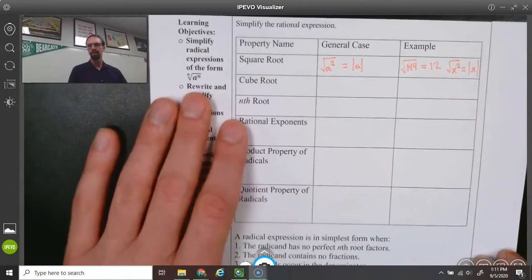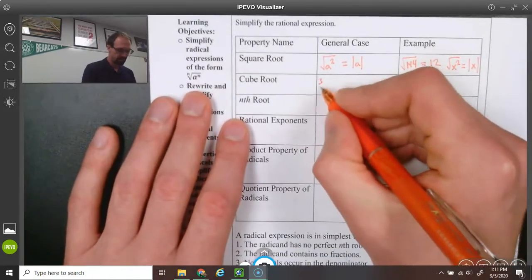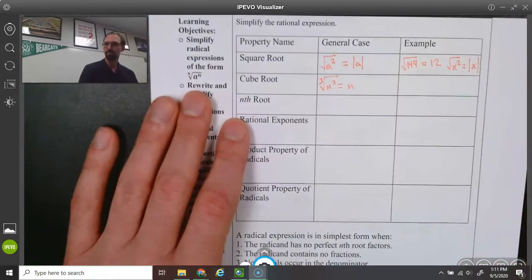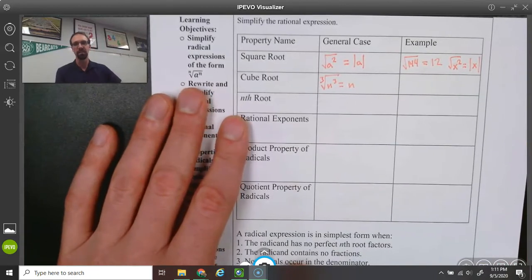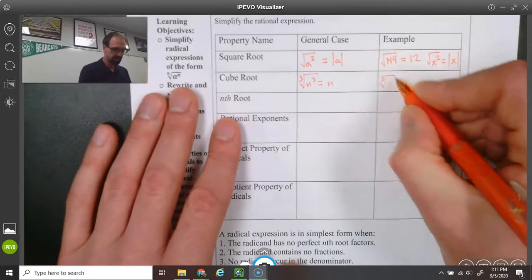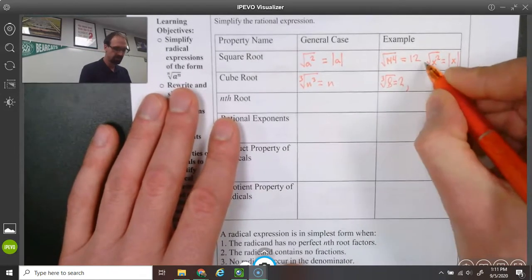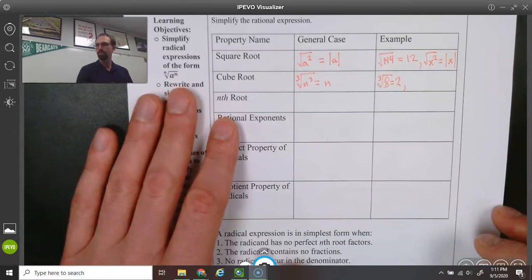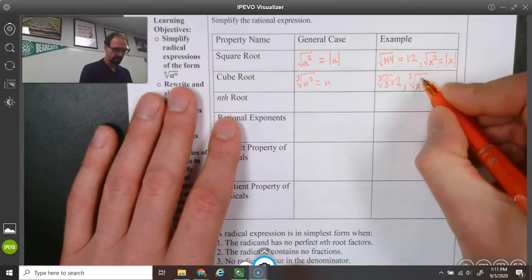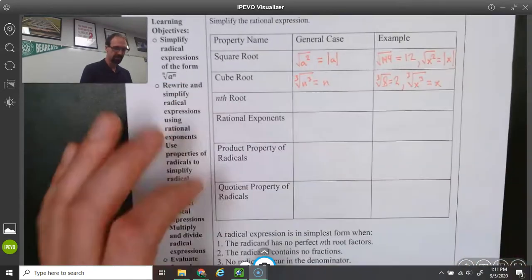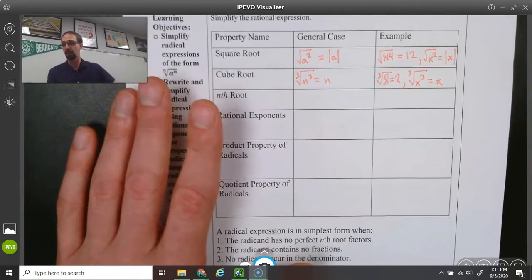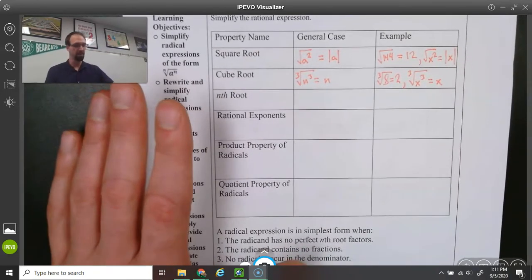Cubed root. So if I take the cubed root of n cubed, then we get n. The cubed root of n cubed is n. Similarly, if I take the cubed root of 8, I get 2. And if I take the cubed root of x cubed, I get x. So notice on the cubed roots, or the odd roots, we're not concerned with that part.